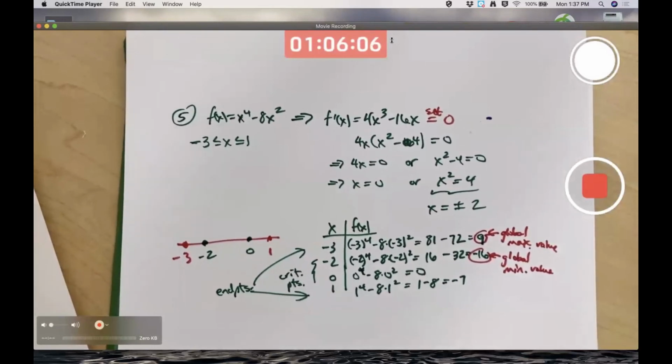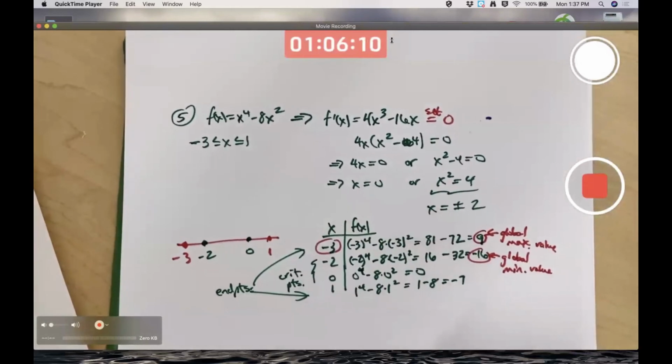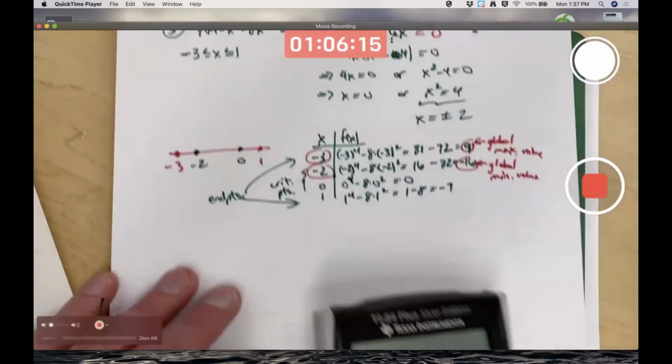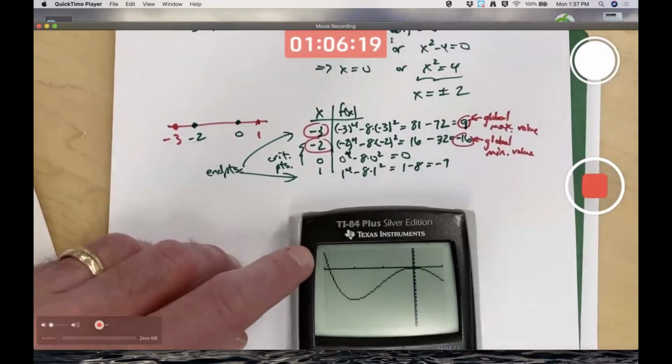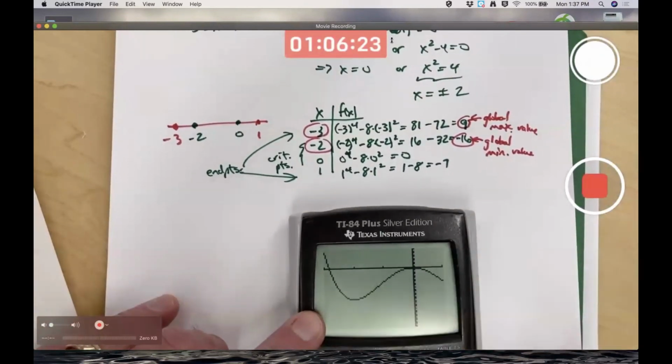If you were asked where does the global max occur, you'd say at the left endpoint -3. And where does the global min occur? You'd say at the critical point -2. And again, that jives with what you see in the graph. The highest point is over here at the left endpoint. The lowest point is right there at -2, which is a critical point. That's not an endpoint.